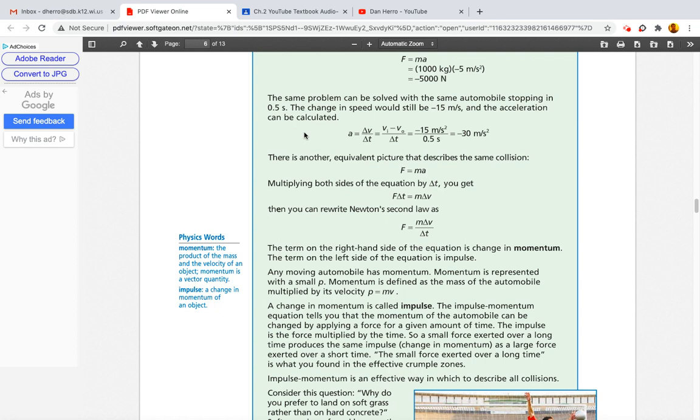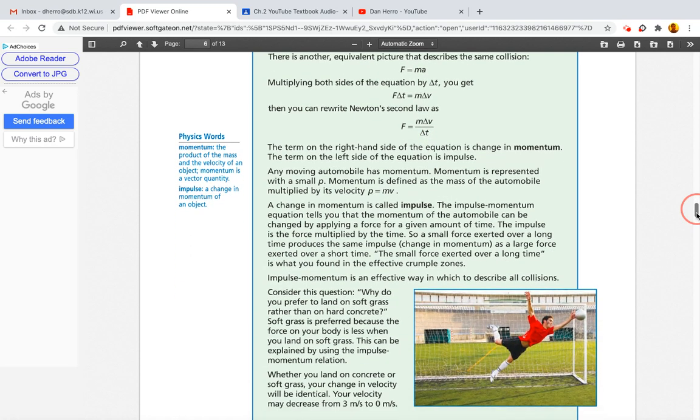Okay, so moving along, there's another equivalent picture that describes the same collision. Force equals mass times acceleration. Multiplying both sides of this equation by changes in time, you get force times the change in time equals mass times the change in velocity. Then you can rewrite Newton's second law as force equals mass times the change in velocity divided by the change in time.